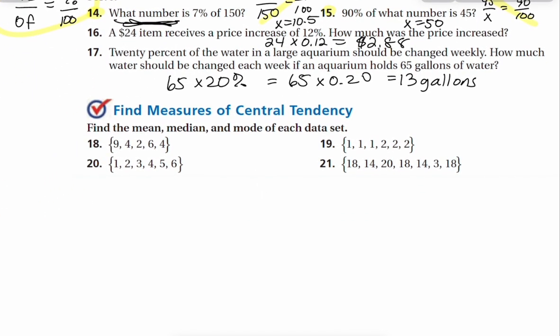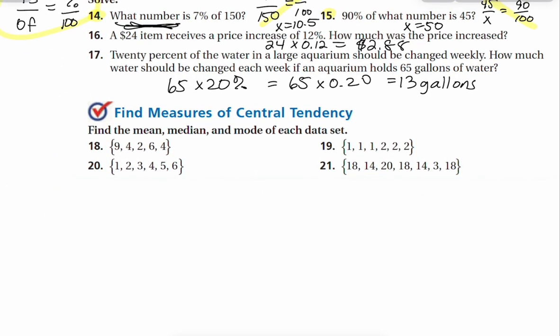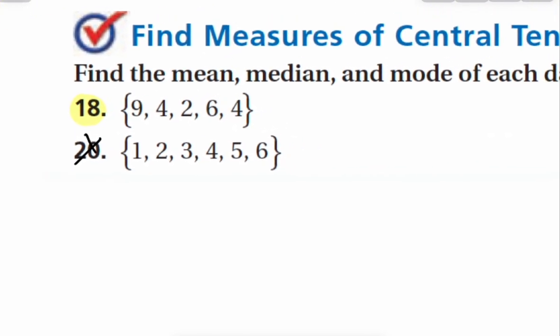One other thing that's going to be on our final exam, measures of central tendency. Do you remember how to find the mean, median, and mode? Okay, we're not going to do all of these. Cross them out. We're only going to do 18 before we move on, okay?